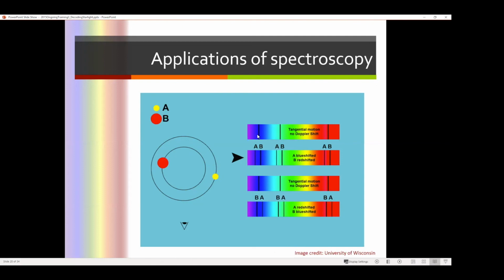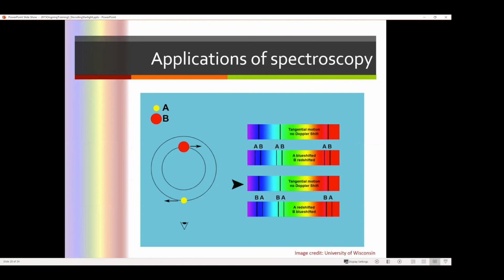So if you see this pattern of, I see the spectrum of A, spectrum of B, and then I see B blue shifted and A red shifted, and then I just see the spectrum of A, and then I see A red shifted, B blue shifted. This is what eclipsing binary spectra look like. So I love this animation. I like to leave it up for long enough that you can sort of absorb it.